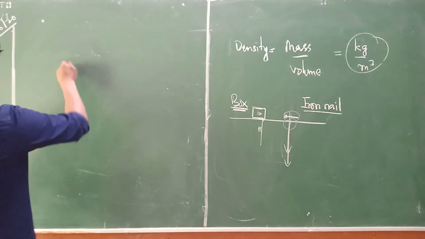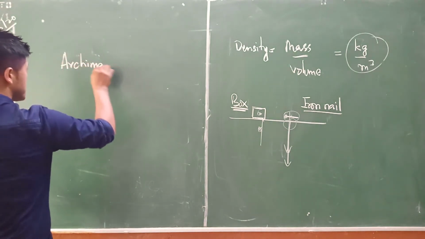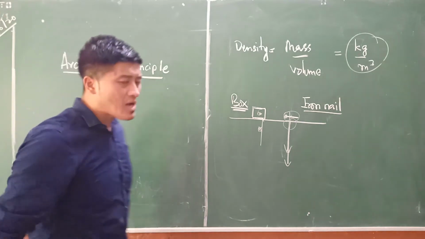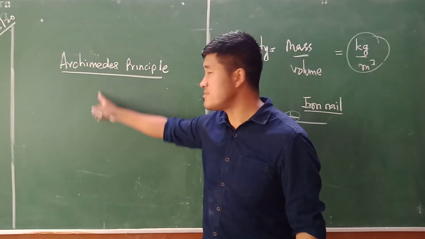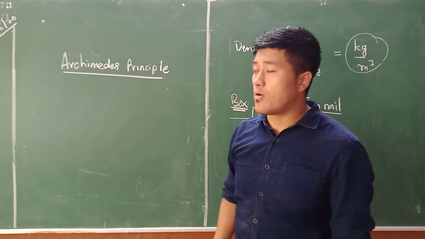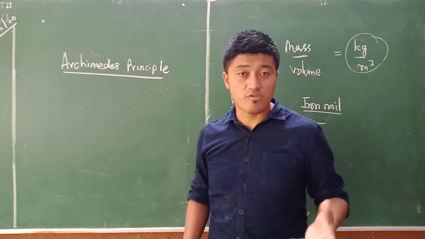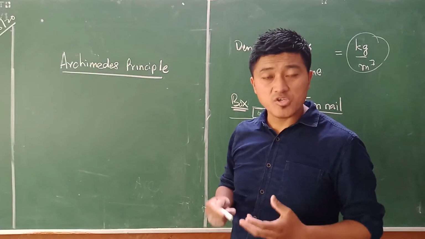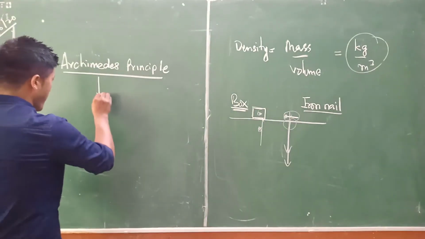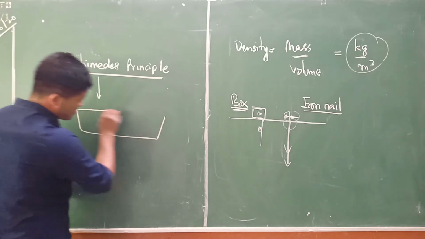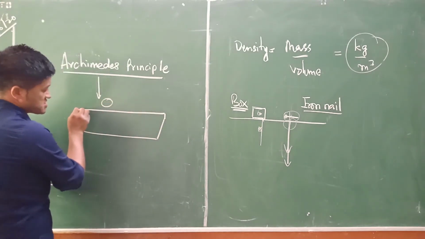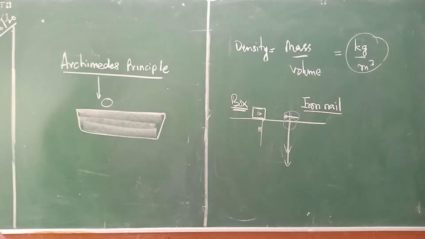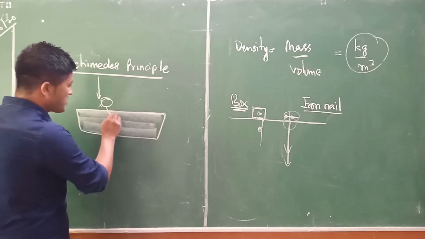Now, Archimedes principle. Archimedes is a great scientist who made one particular theory which we call the Archimedes principle. According to this theory, one day Archimedes was bathing in a bathtub which is full of water. Let's say Archimedes went into the water.